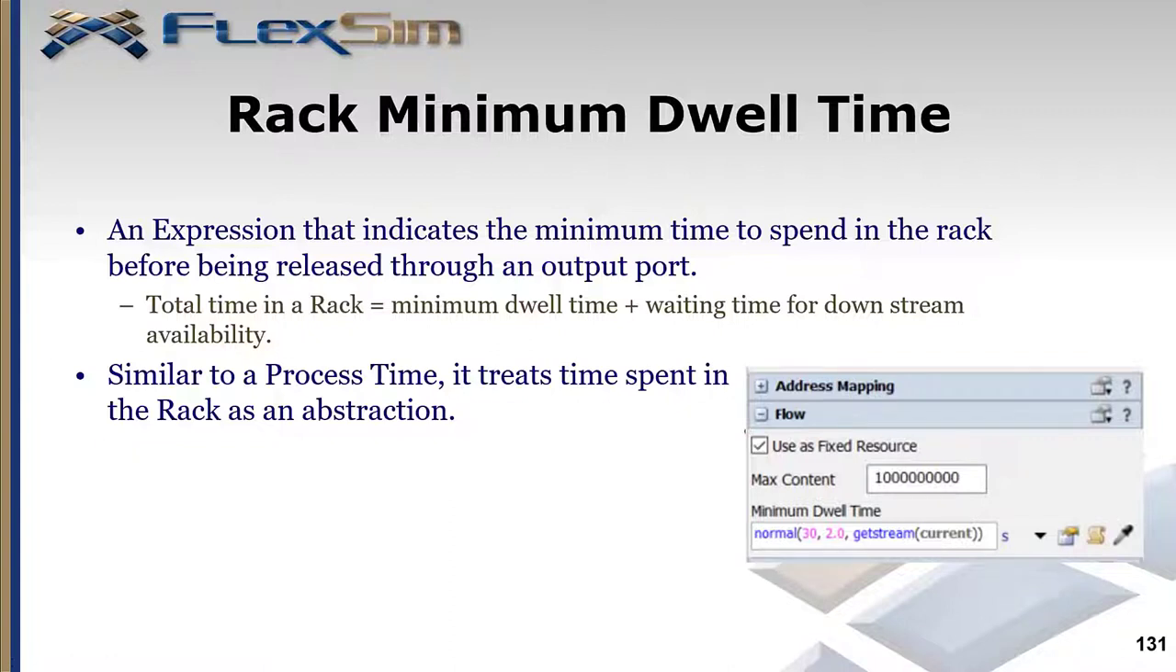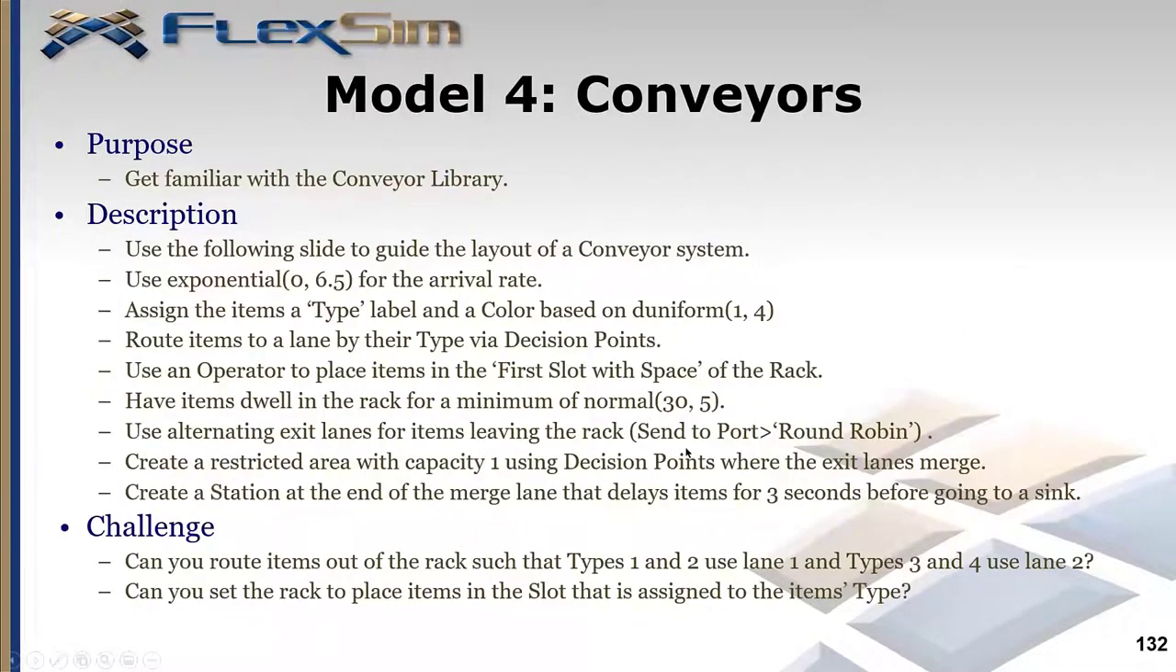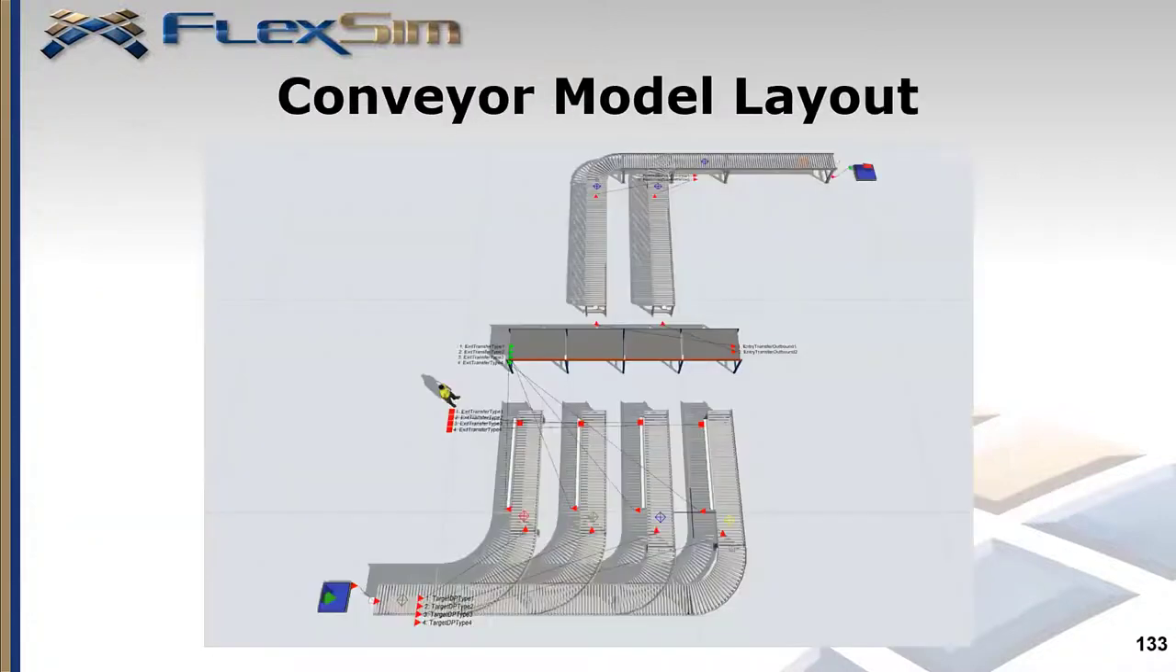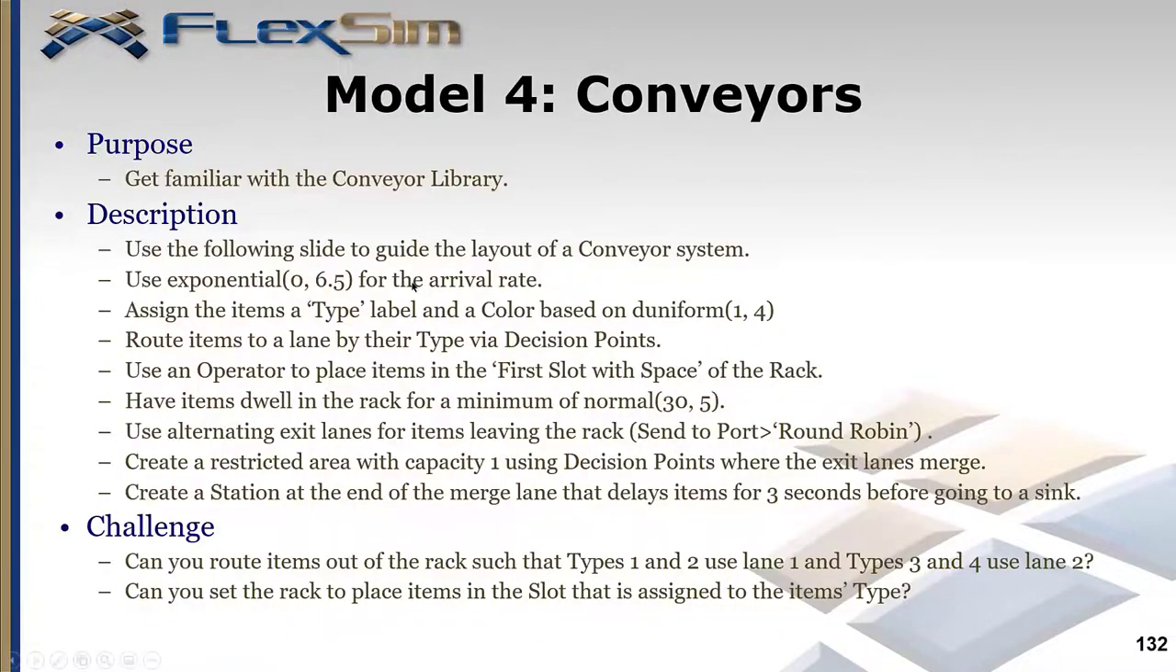Cool. So exercise time. We've got a model here that is going to incorporate aspects of using the conveyor system like we talked about yesterday, and also introducing the use of a racking object. On this slide, you'll see the general layout of what we want things to look like. And the behavior that we're looking for is that the source is going to create flow items every 6.5 seconds on average using the exponential distribution.